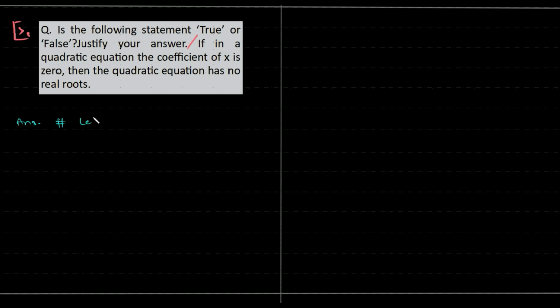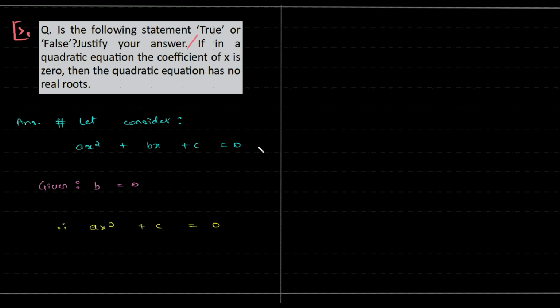So let's start off with, let's consider ax square plus bx plus c is equal to 0, right? That's our quadratic equation. Here they're talking about if the quadratic equation, the coefficient of x, we have been given that b is equal to 0. So therefore you have ax square plus c is equal to 0. And the quadratic equation has no real roots.